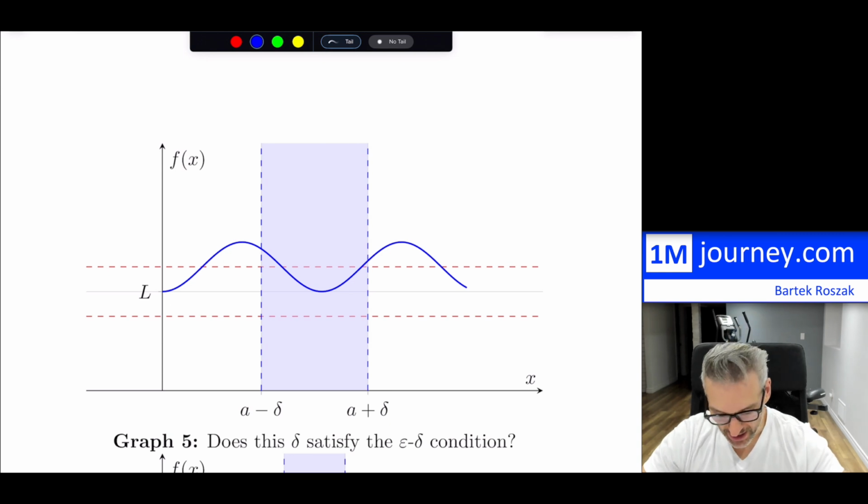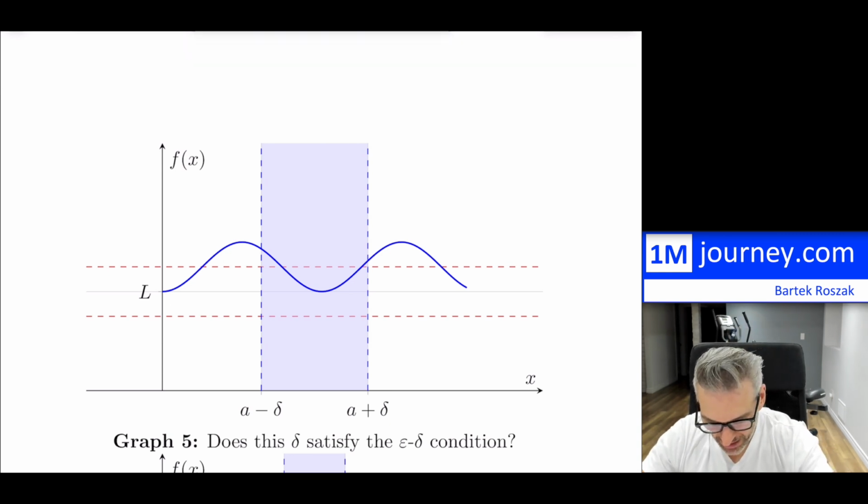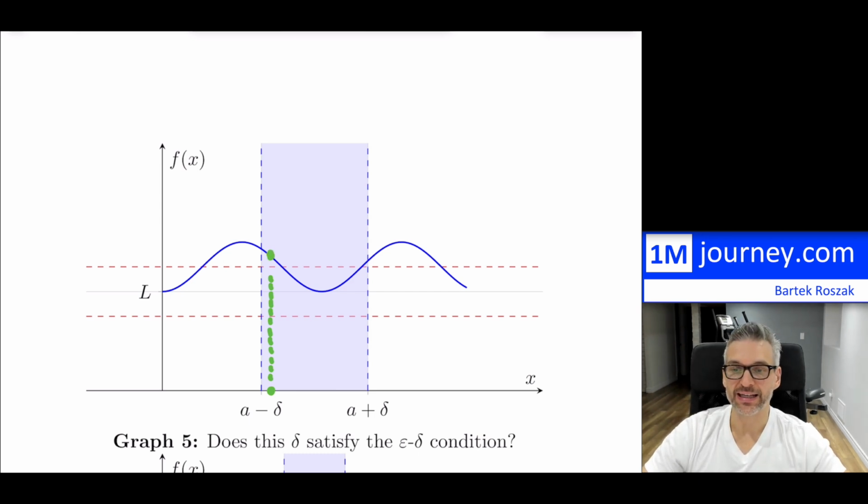So why doesn't it work? Because I can pick an x. For instance, I can pick an x right here. And notice that x will have a value that's going to be right here. And it is now above, right?